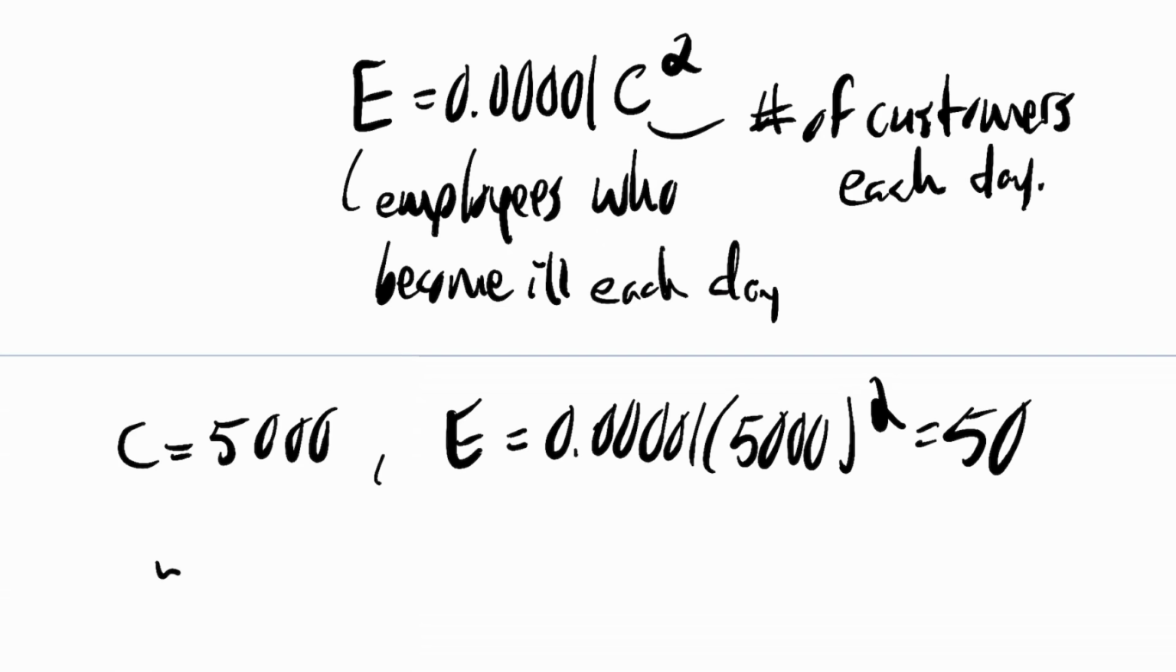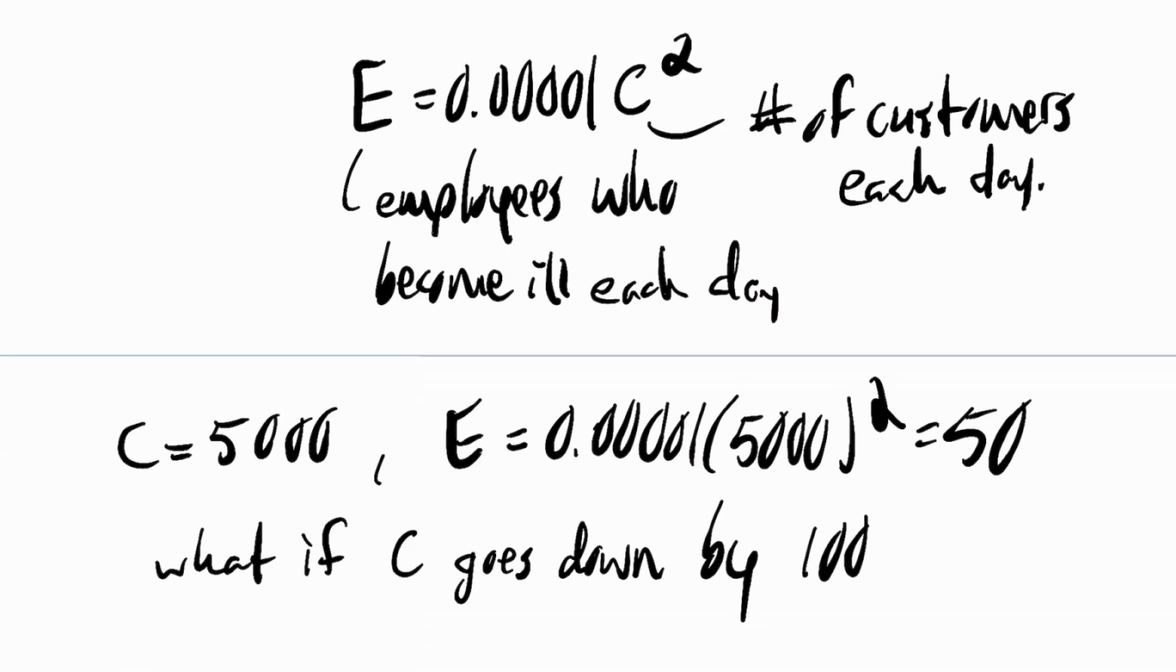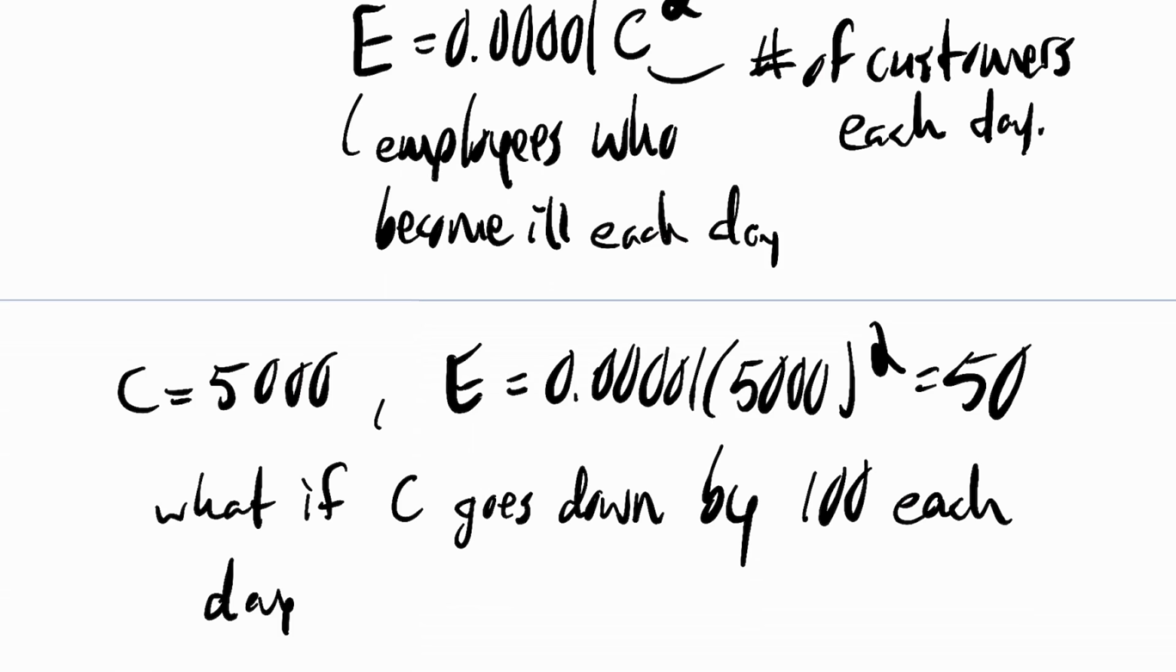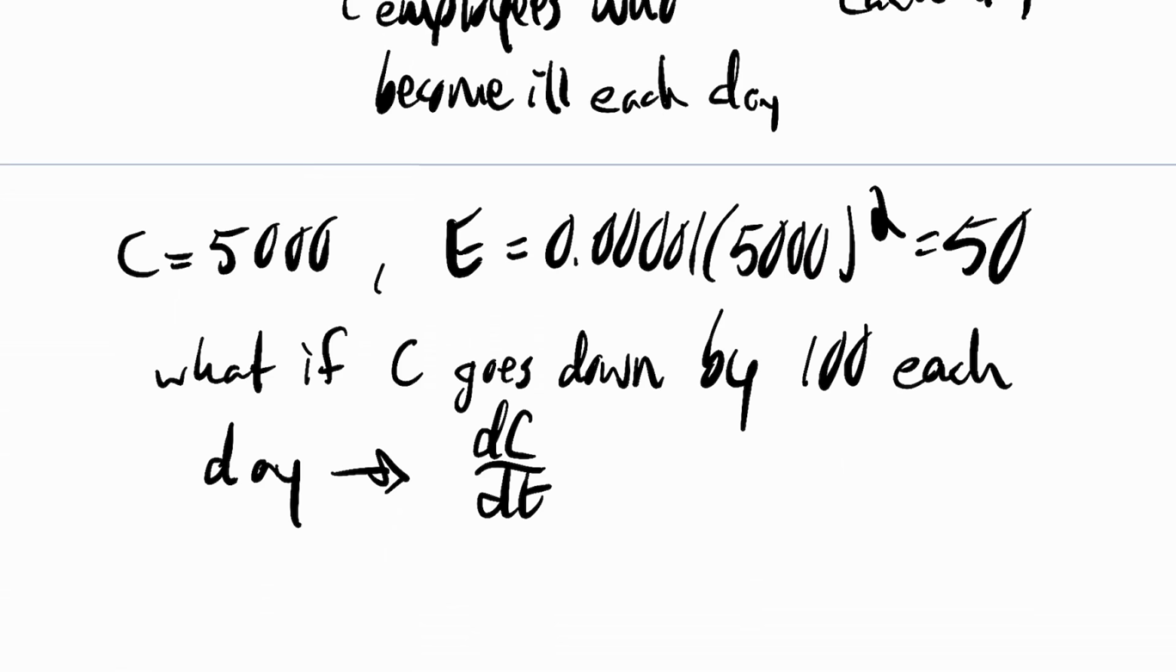Well, what if the number of customers goes down by, let's say, 100 customers each day? That could be represented as dC/dt, the rate of change with respect to time, the derivative of the number of customers as a function of time. That's going to be negative 100. It's going down by 100 each day, and we'll say that t is in days.